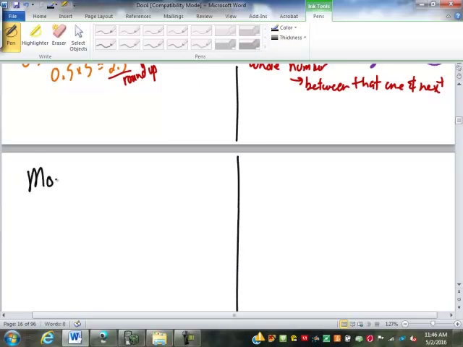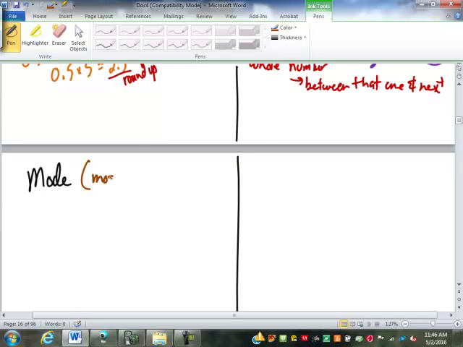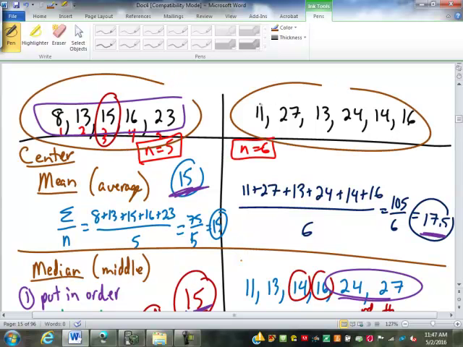One is the mode. The mode is the number that appears most often. Now for small data sets like I have here, there isn't a mode very often, because not very often are there numbers that are repeated. So for these two data sets, there are no numbers that are repeated. So there is no mode for either one of these, because there's nothing that appears twice.